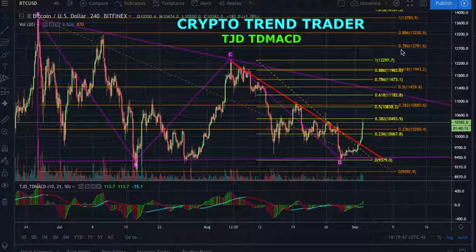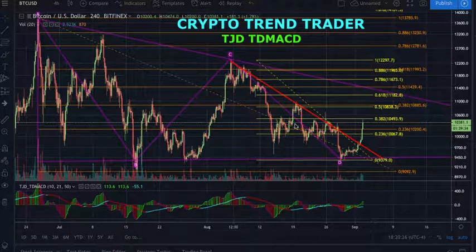Alright, so today we're going to be looking at the TJD TDMACD on TradingView, and what that stands for is the Trader's Dynamic Moving Average Convergence Divergence. I know it sounds complicated, but essentially all it's doing is telling you whether the different moving averages it takes into account are moving further away from each other, implying that we're in a strong trend that's becoming stronger, or are they coming back together, or converging, which would imply that the trend is weakening in the direction and we're likely to see a reversal at some point in time.